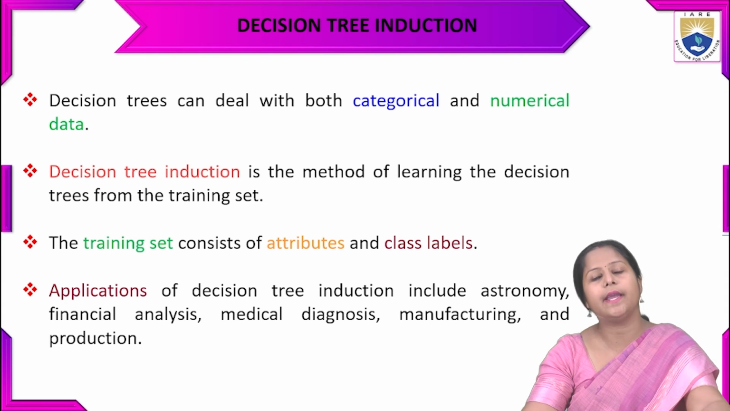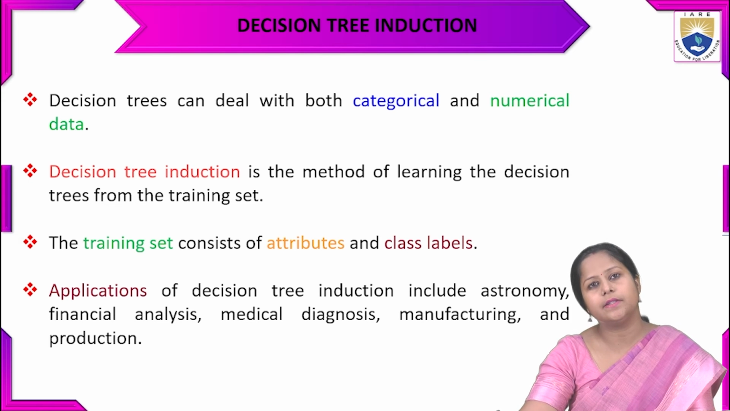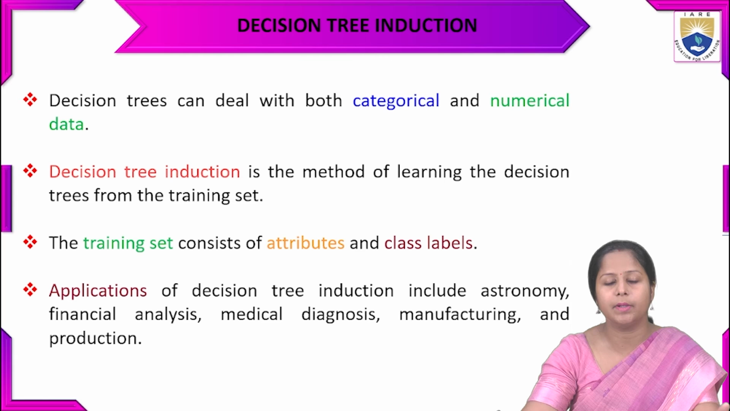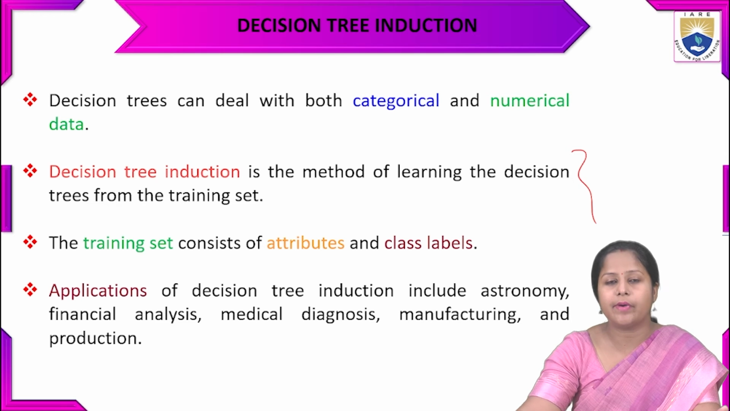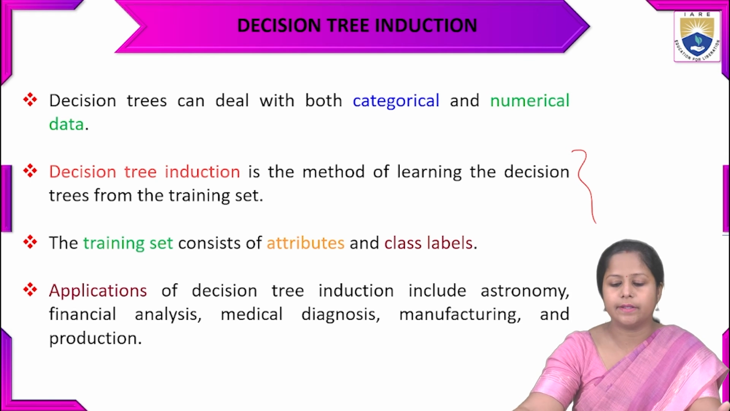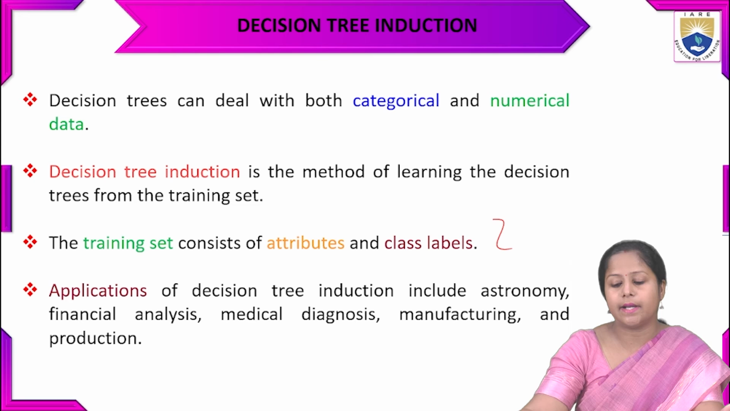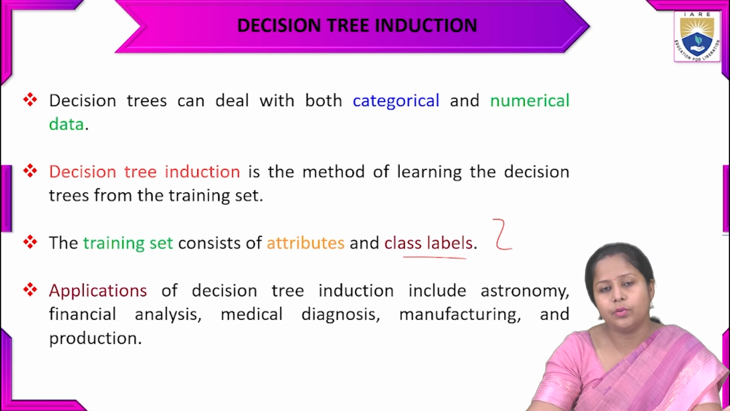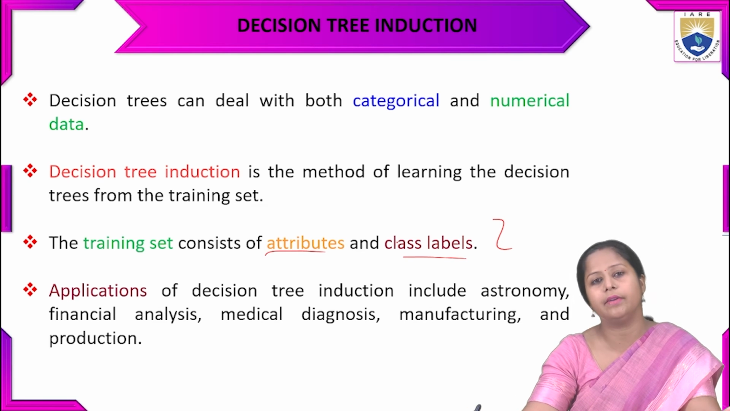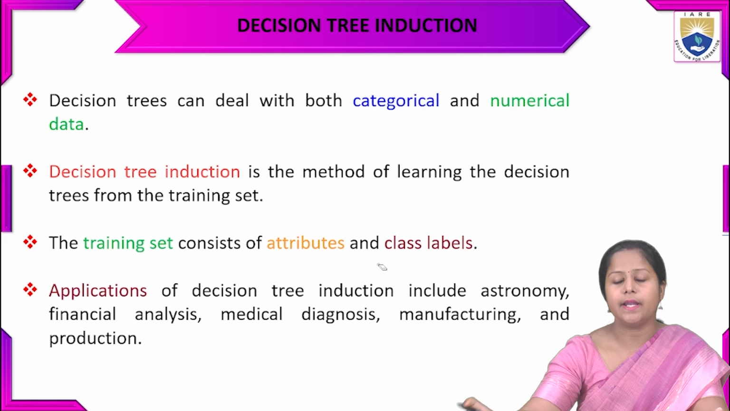Decision tree induction. A decision tree can deal with both categorical as well as numerical data, right? So on these two types of data, the decision tree can be applied, and we can represent any type of class labels here. Decision tree induction is the method of learning decision trees from the training set. We provide the training set, and it learns the decision tree. The training set consists of the attributes as well as the class labels. In the figure we have seen, the class labels are represented by the leaf nodes, and the others are attributes. So the training set consists of attributes and class labels.